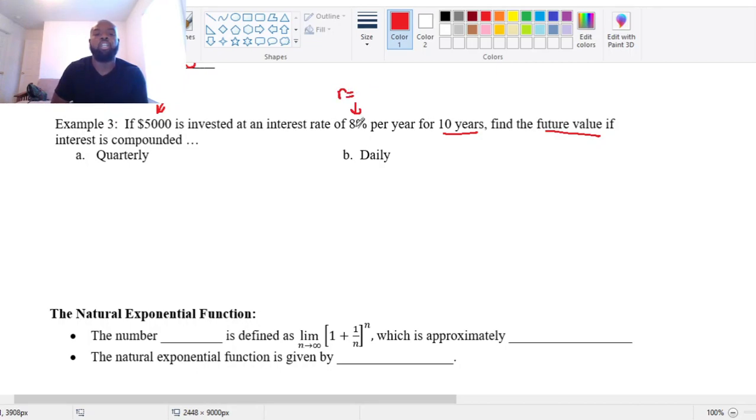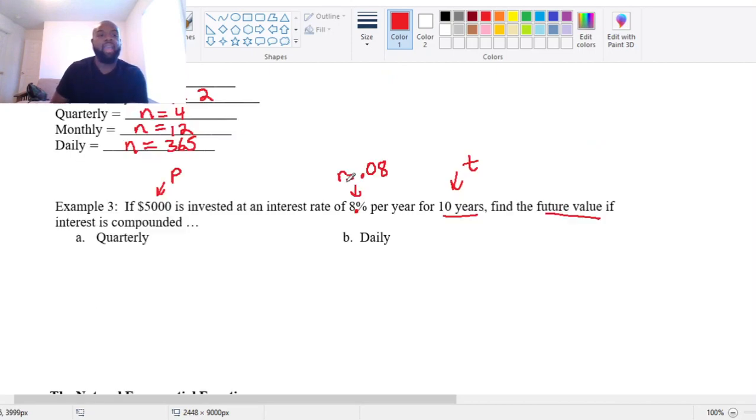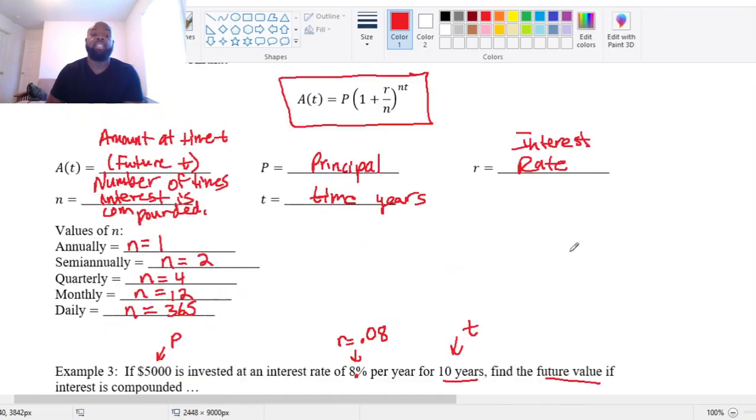And remember, you change it to a decimal by taking the current decimal, which is understood to be here, and moving it 2 places to the left. So that R is going to be 0.08. That's my T. And the word quarterly and daily gives us our N. So since it's quarterly, it's 4 times a year. And so that's N equals 4.